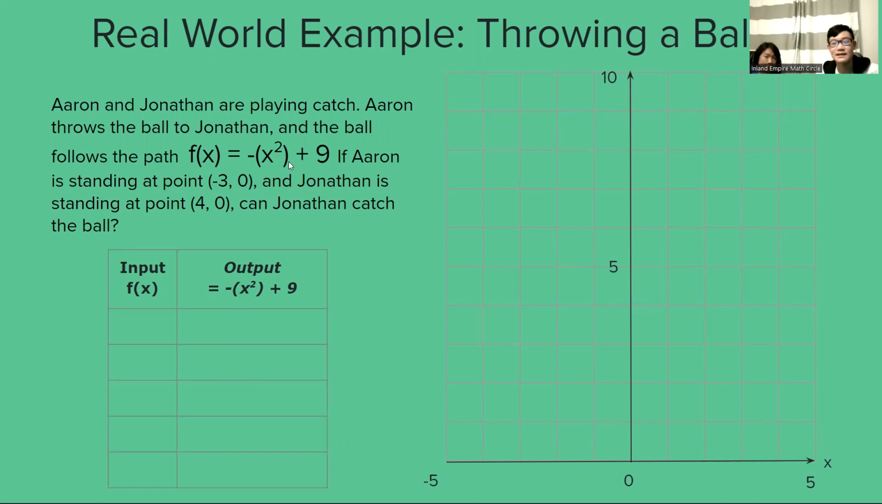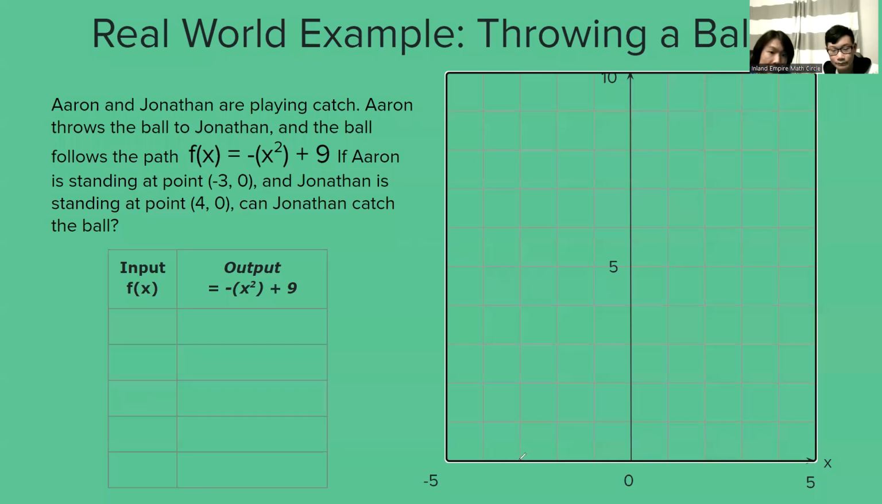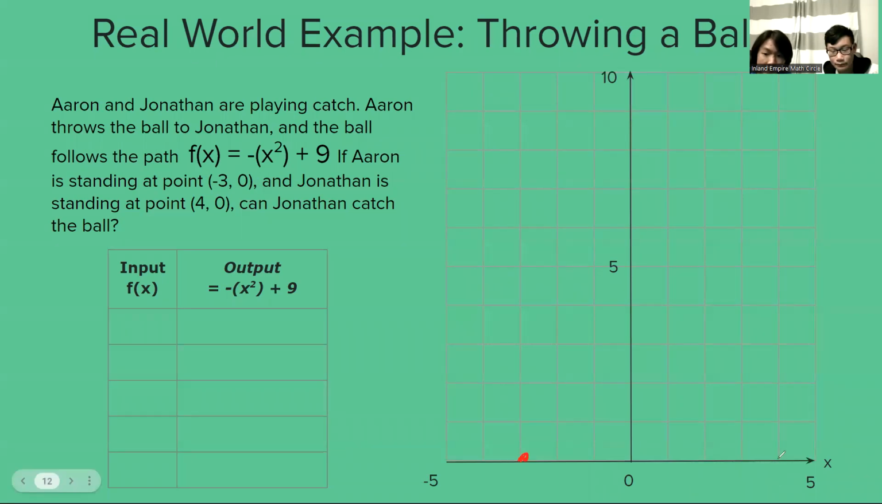But if Aaron is standing at point -30 and Jonathan is standing at the point 40, can Jonathan catch the ball? Which means, does this curve go through Jonathan's point? So again, I'm going to draw out some of the stuff. Aaron is standing at -30. Jonathan is standing at 40. So here's where they're standing.